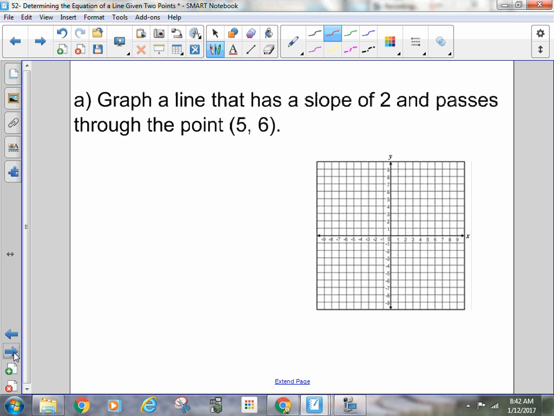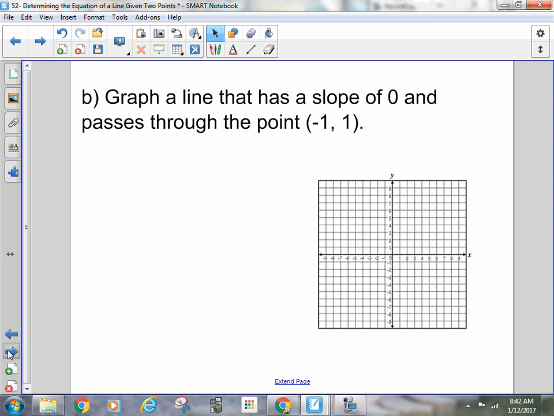Graph a line that has a slope of 2 and passes through the point 5, 6. So first I'm going to graph my ordered pair over 5 and up 6. Okay, and then my slope is 2, and think about it as 2 over 1 for rise over run. So up 2 and over to the right 1 because they are both positive, or negative 2 over negative 1 is equivalent. So I can go down 2 to the left 1 and down 2 to the left 1. All right.